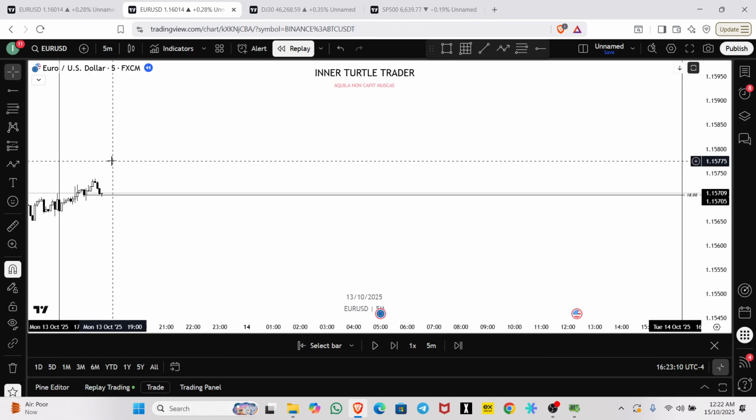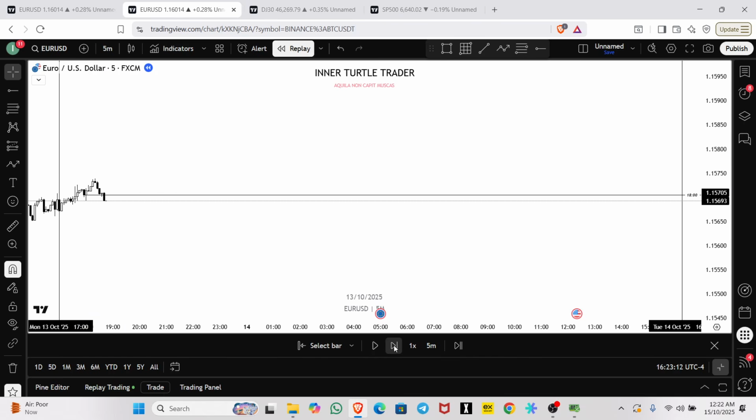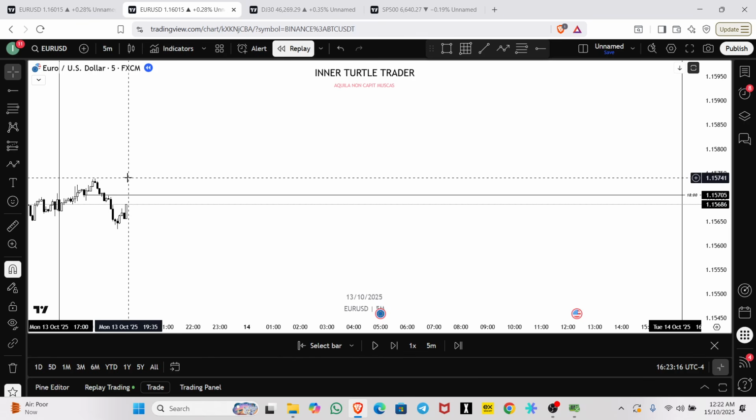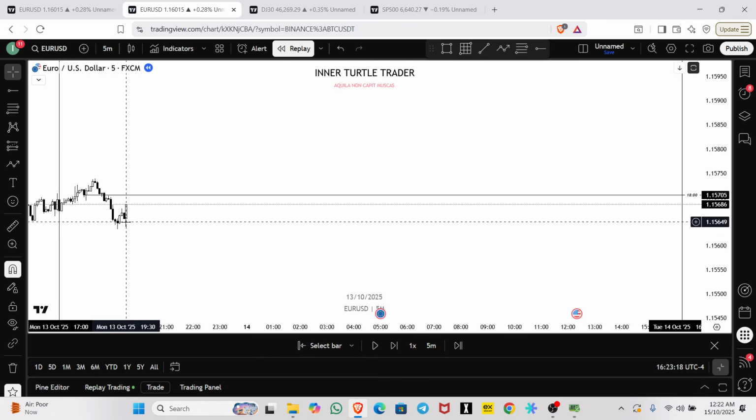If we have the Asian session, I'll move forward. I don't really trade the Asian session, so I don't care about the opening price of the Asian session, but still it's important. I'll just directly move to where?